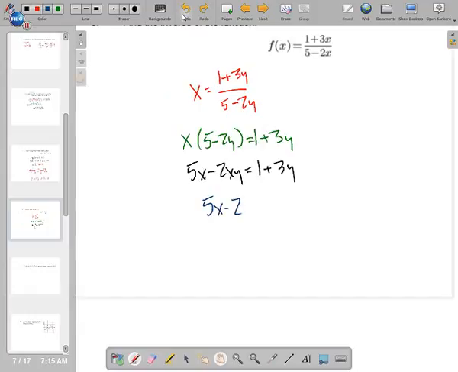Let's get all our x's on one side. Let's subtract 1, and we'll add this. So I added 2x and I subtracted 1.